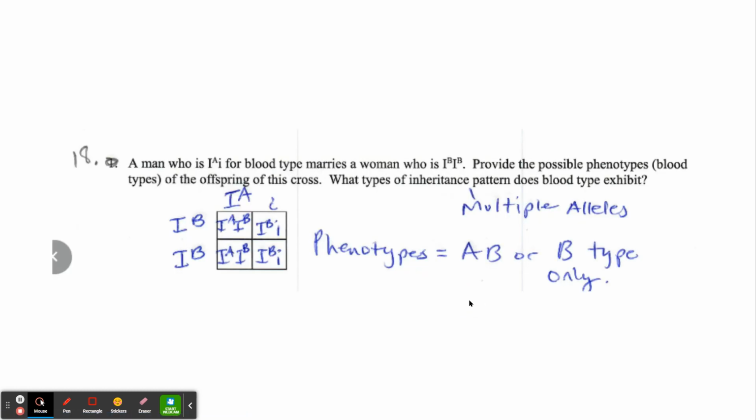Now, a man who is IAi, which is A blood type, marries a woman who is IBIB, homozygous B blood type. Provide the possible phenotypes, the blood types, of the offspring of this cross. What types of inheritance patterns does blood type exhibit?